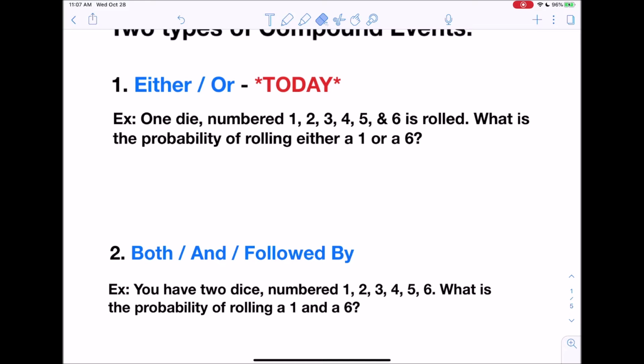An example of that would be you have one die numbered 1, 2, 3, 4, 5, and 6, so it's just a standard die, and you roll it. What is the probability of rolling either a 1 or a 6? Meaning, when you roll that die, what's the probability that it'll land on either a 1 or a 6? That's an either/or problem.